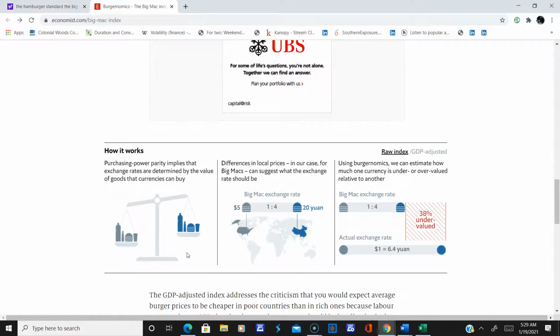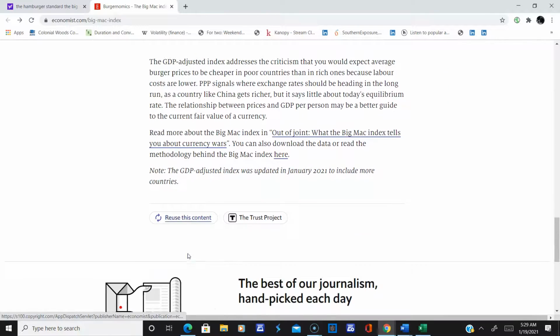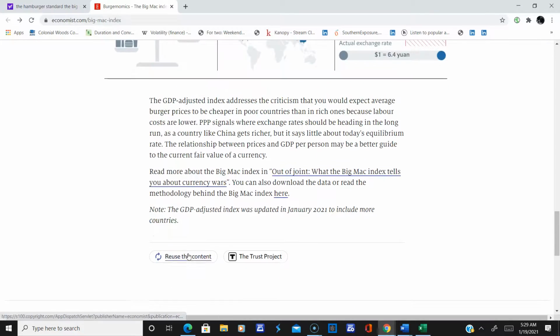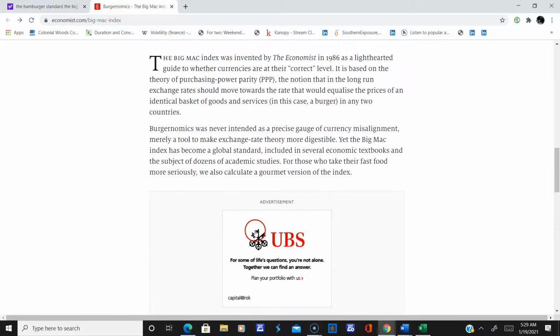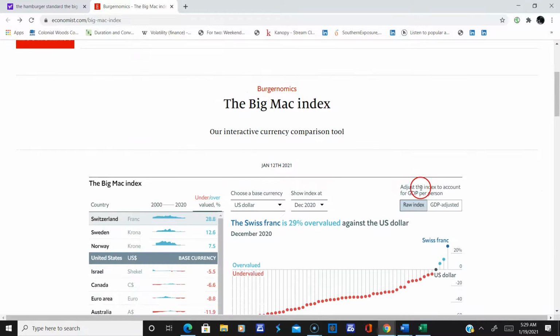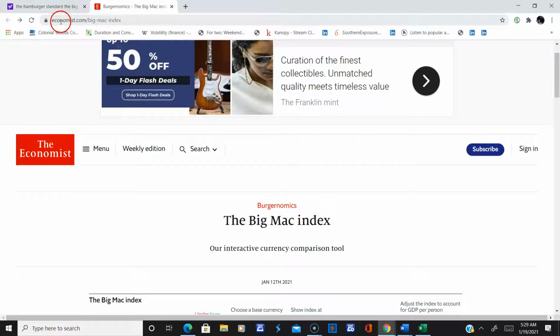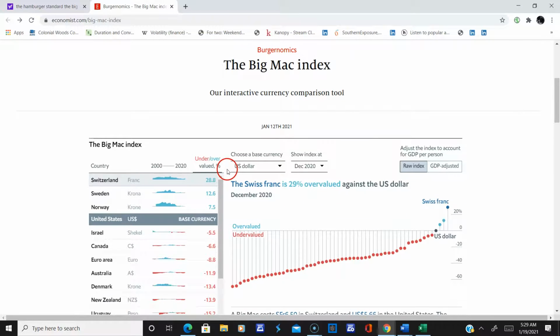All right, so anyway, you can read more on this, and there's more stuff here. I just wanted to show you this. So here's the website, economist.com/big-mac-index. It's an interesting thing. And it was January 12th that was the last day they did this, okay?